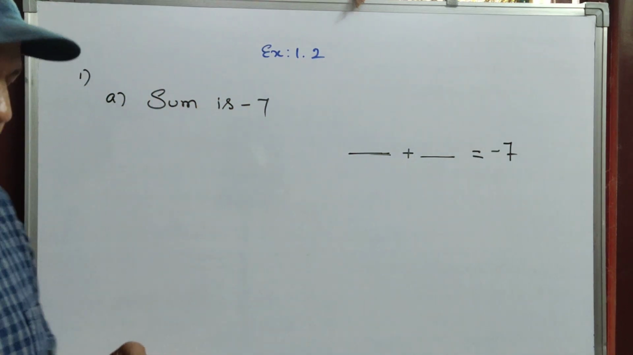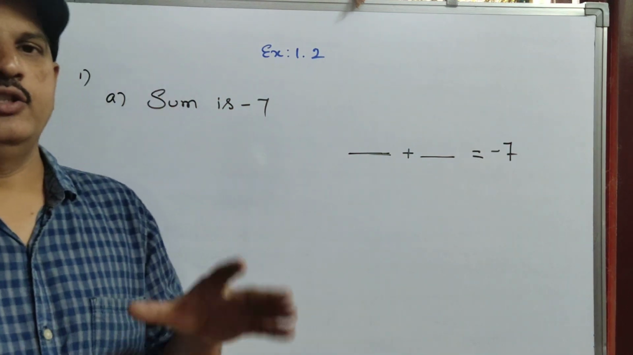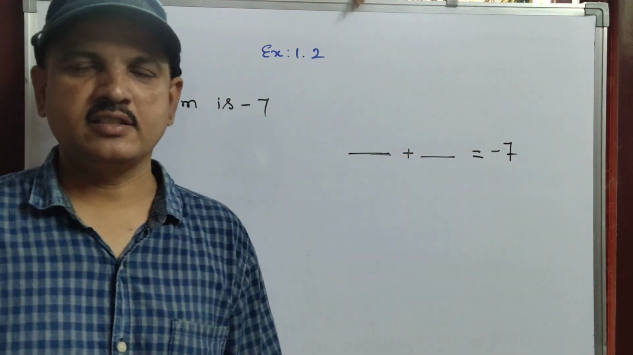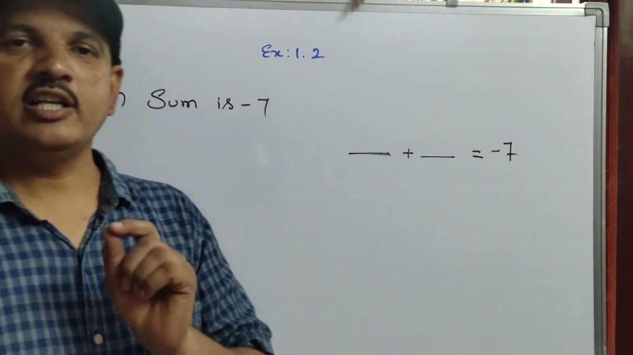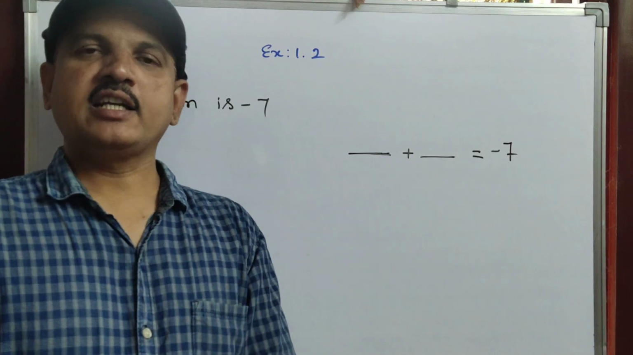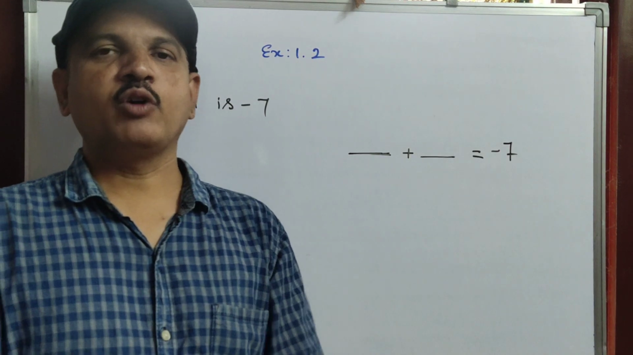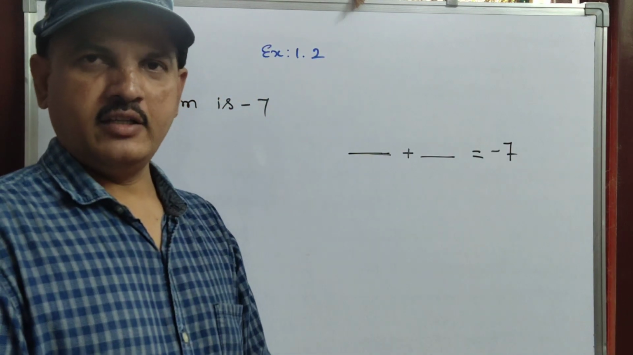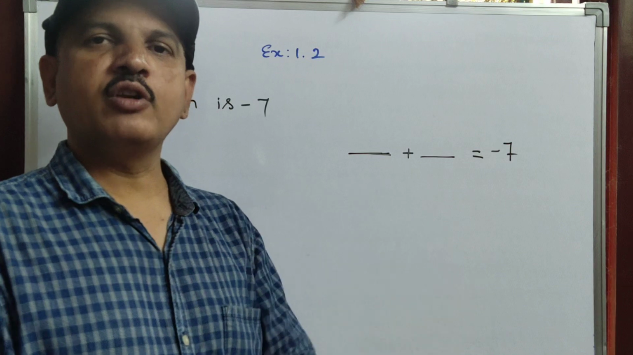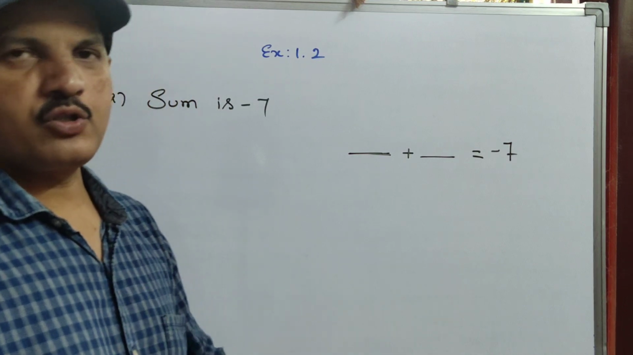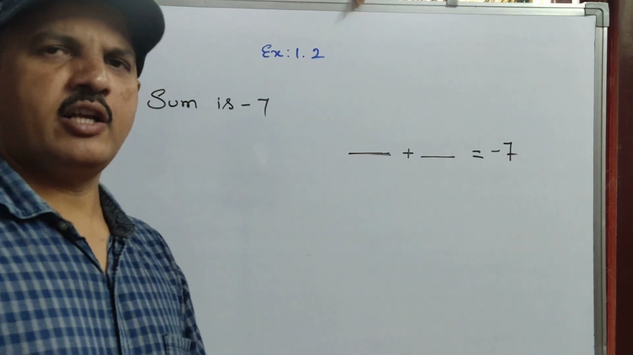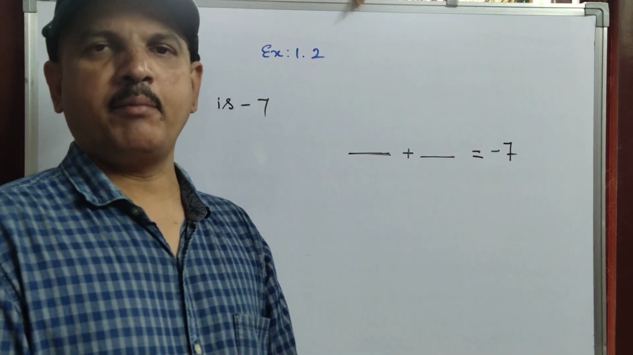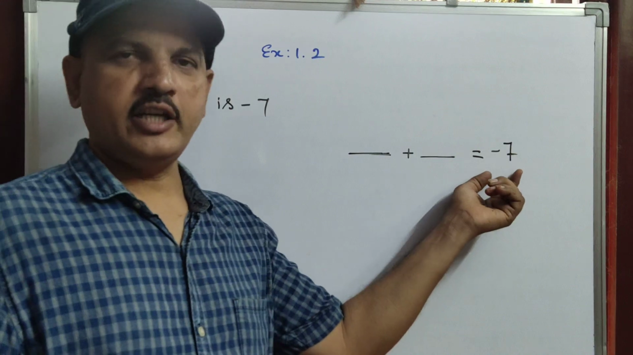But to be frank, if both numbers are not known, we don't know how much it is. So that's why he will always give at least one number. That one more number we don't know, you can select whatever you like. Suppose you can tell 10 or 5 or 8, whatever it may be. No problem, nothing will happen. But the answer should be -7.